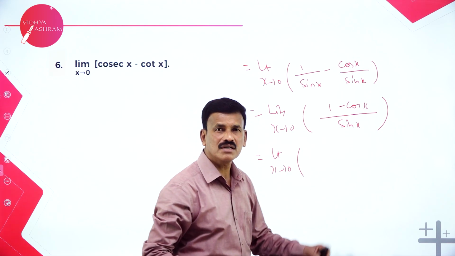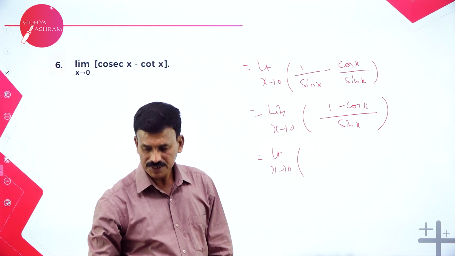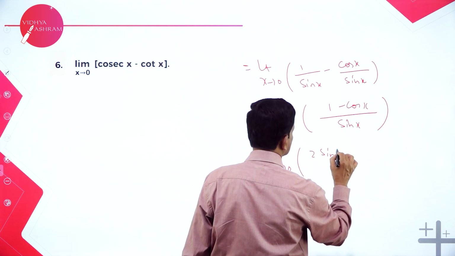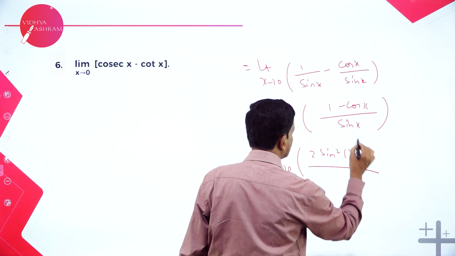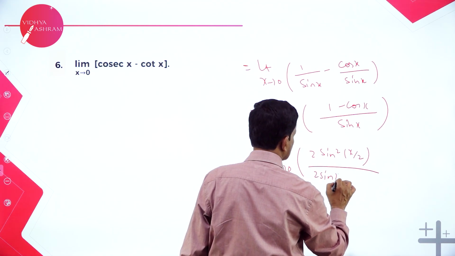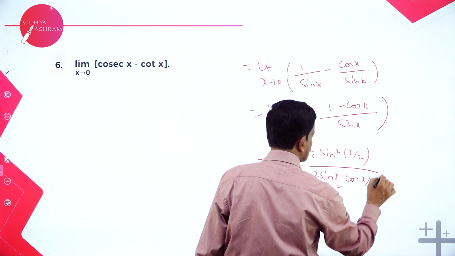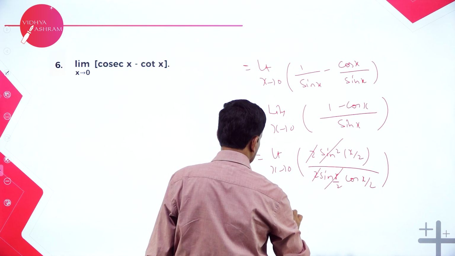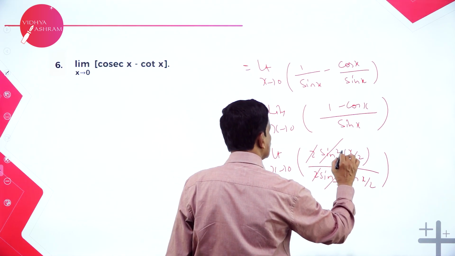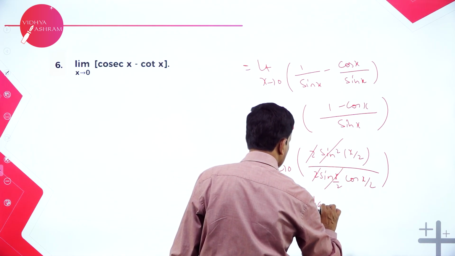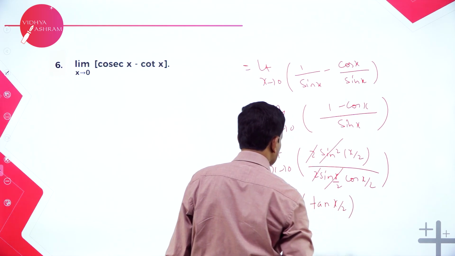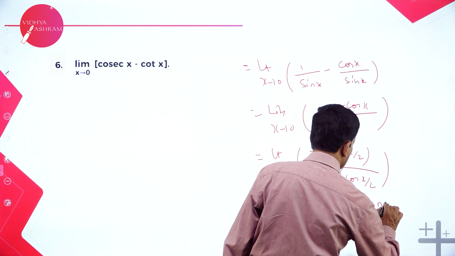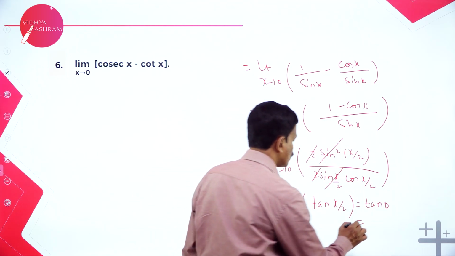or you can use the half angle formula. Let me use the half angle formula. 1 minus cos x is also equal to 2 sin square x by 2. In the denominator for sin x, 2 sin x by 2 into cos x by 2. 2 gets cancelled, 1 sin gets cancelled. Limit x tends to 0, sin x by 2 divided by cos x by 2 is tan x by 2. Now apply the limit for this. Tan 0 is equal to 0.